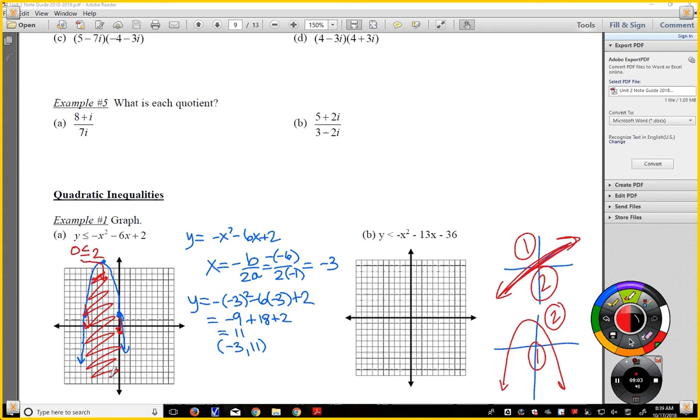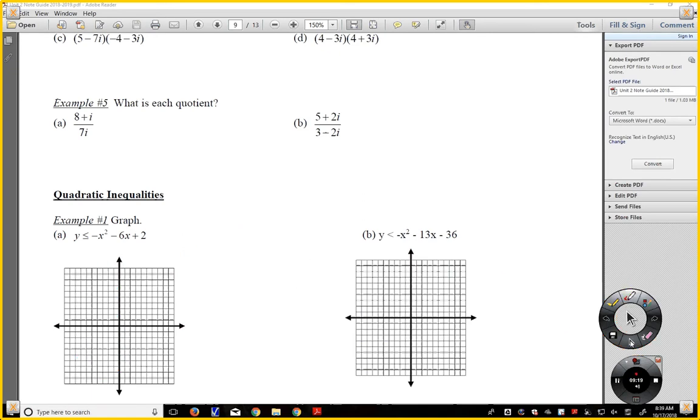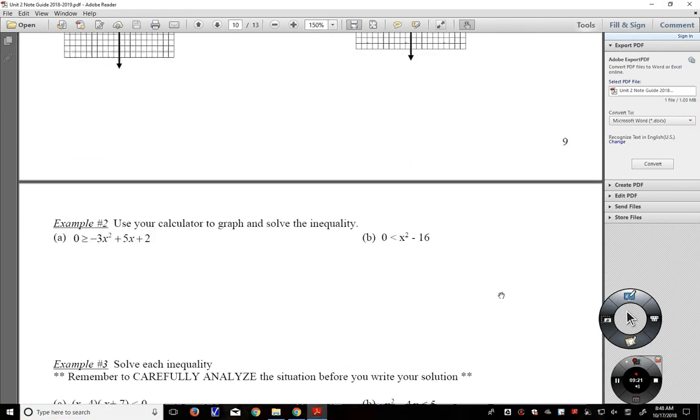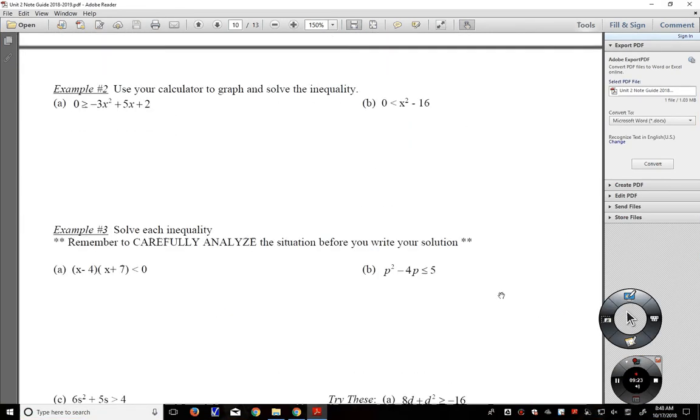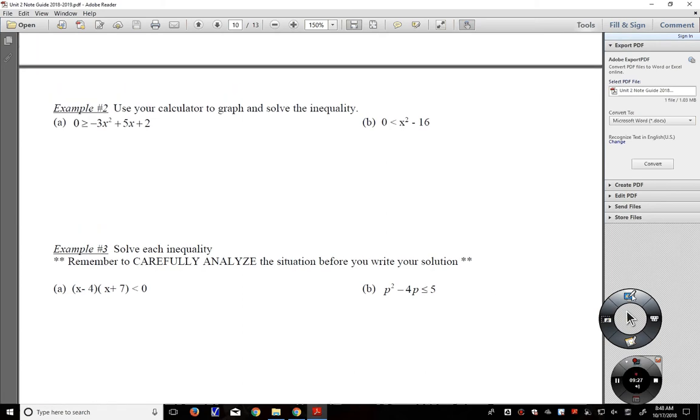There can be a whole bunch of x's that can create things that are less than 0, or a whole bunch of x's that could create things that are bigger than 0. So that's the difference between equation and inequality. We're going to go ahead and look at the examples below this and do some of the inequalities. We are going to skip the calculator ones. And so we're going to start with part A and part B.